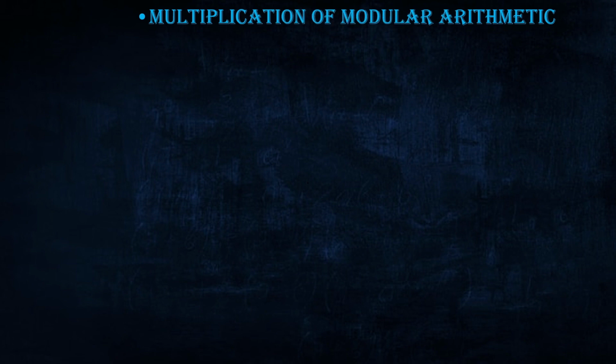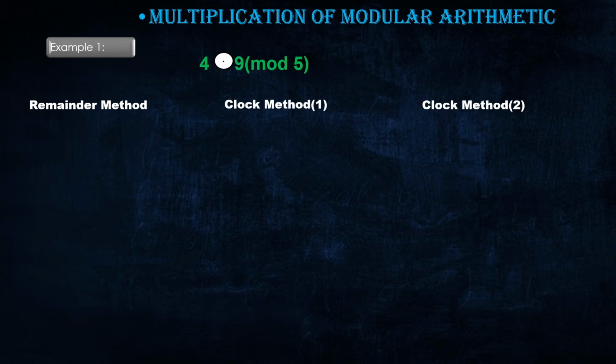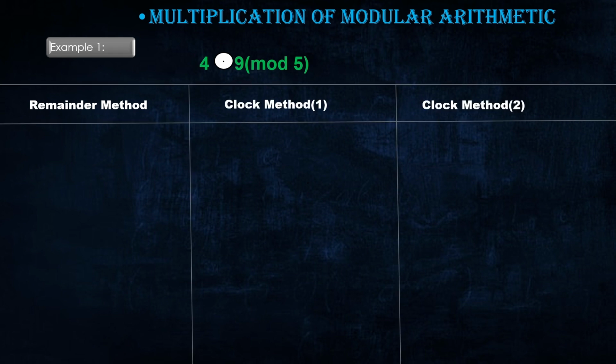Multiplication of modular arithmetics. Example 1. For modular multiplication 4 times 9 mod 5, we are going to multiply 4 times 9, which will give us 36. Then we'll divide by our modulus, which is 5. And then we're going to have 7 remainder 1. So our answer is 1.